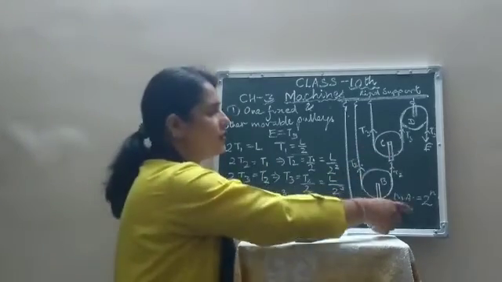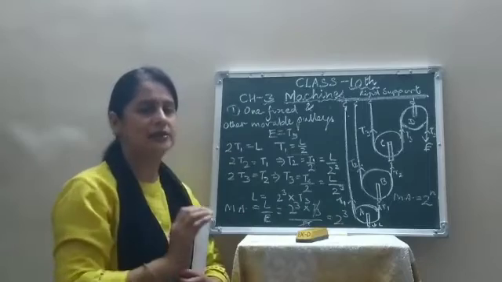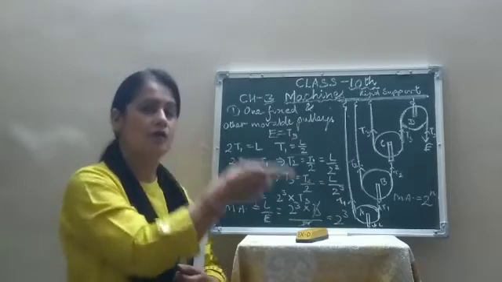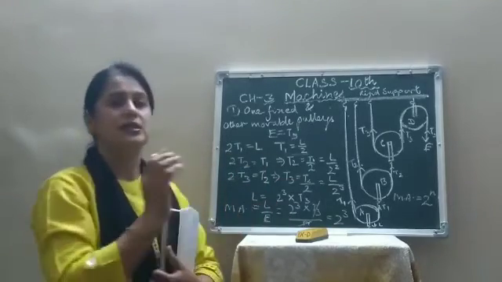If 3 movable pulleys are used, it becomes 2 to the power 3, which means 8. If 4 movable pulleys are used, then mechanical advantage becomes 2 to the power 4. That means in that case it is 16.